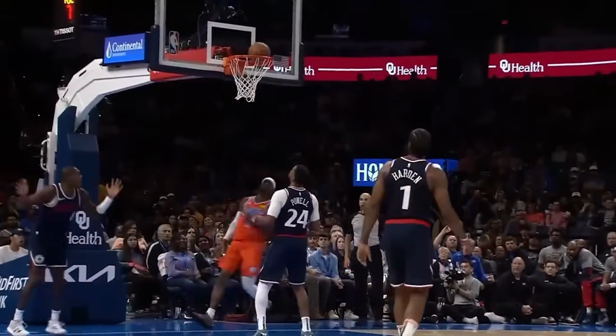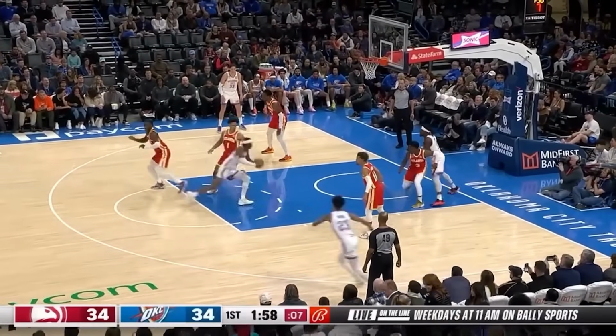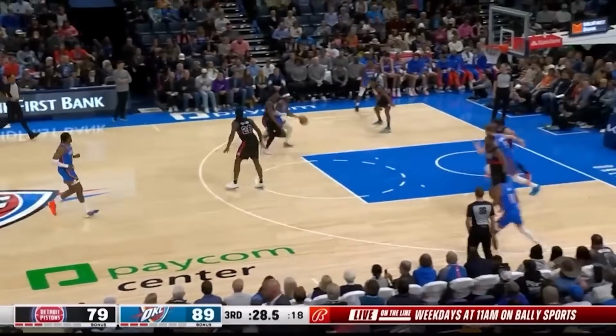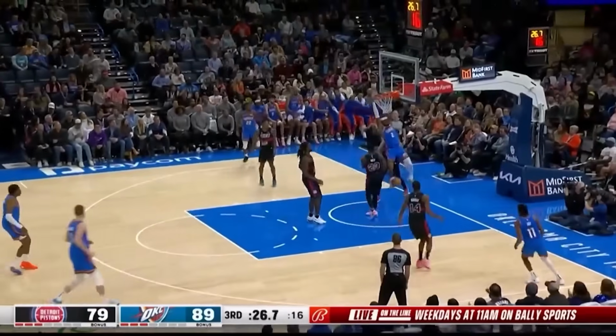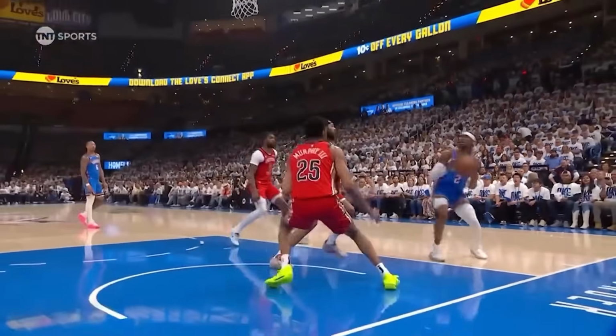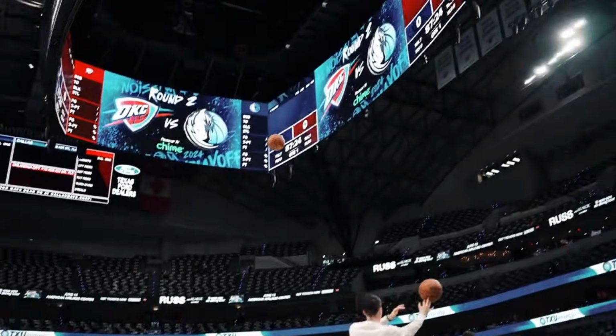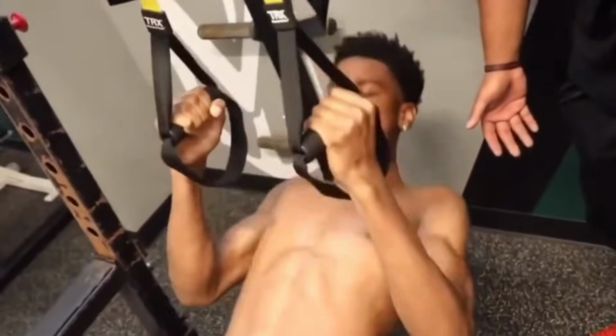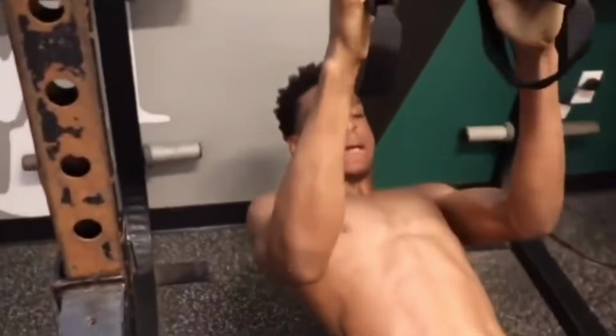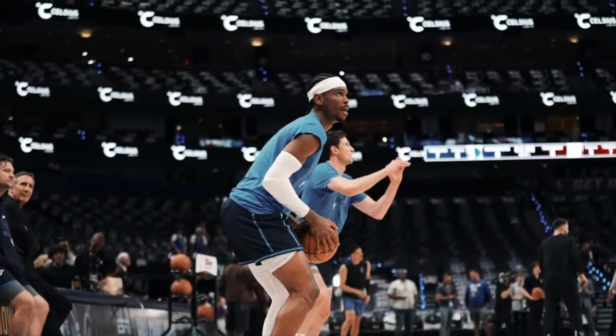Another thing about Shai, he makes the game look effortless. That doesn't mean it's easy. It means he's mastered the fundamentals so well that under pressure, they stay intact. He doesn't flinch. You don't get that from lazy reps. You get it from practicing when you're tired, from doing your free throws after a full workout, from pushing through fatigue and still hitting that pull-up jumper. If you want to make the game look smooth, you've got to train in tough conditions. That's the only way you build poise.